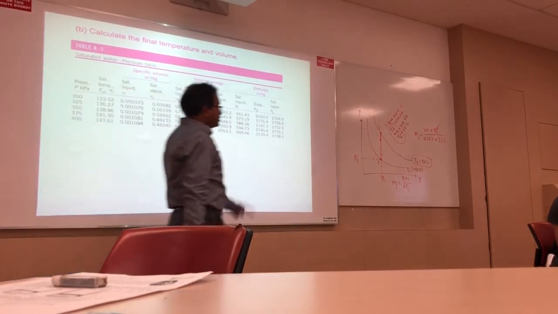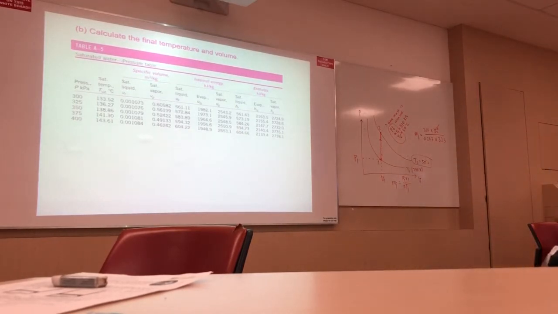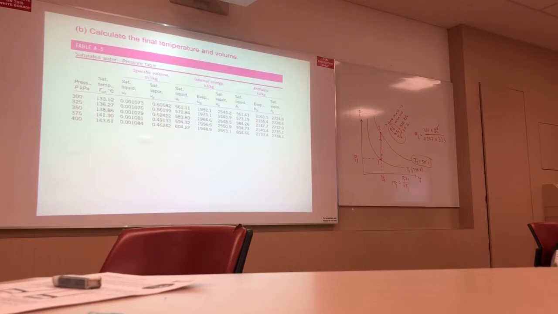So my question is, what is the location of V2? What is the position of V2? This is important. Same as V1. What is the final pressure? P2 is 400. I can write P2 as 400 kilopascal. Then what is the V2?